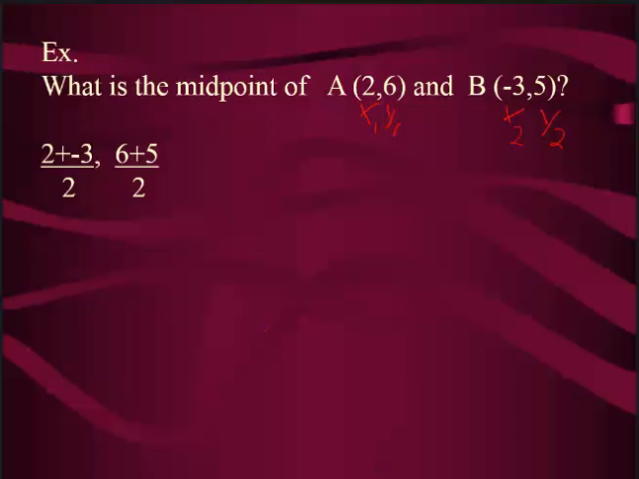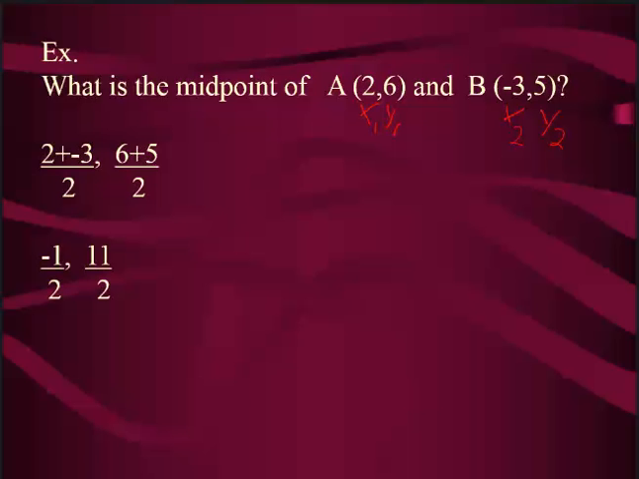So now what do we get? 2 plus a -3 is -1. Still have the 2 on the bottom. And 6 plus 5 is 11. Still have the 2 on the bottom. If it doesn't come out even, you can leave it as a fraction. That's perfectly acceptable. So don't worry about finding decimals. You can find decimals if you want, but it's less work to just leave it as a fraction.